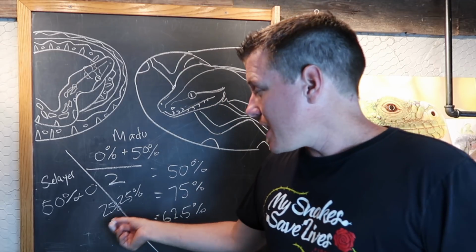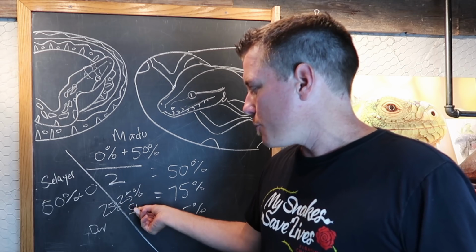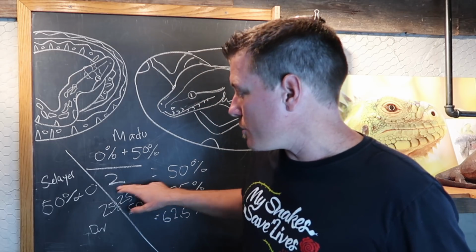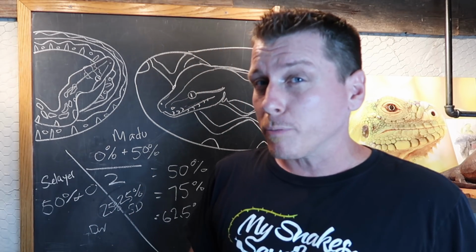Now in this case, I have an animal that's 25% dwarf and 25% super dwarf. So what do we call that from a marketing term? Should we call that a super dwarf because it has some super dwarf in it? No, you can't. Technically, you can add this up to get 50% total dwarf and super dwarf blood.